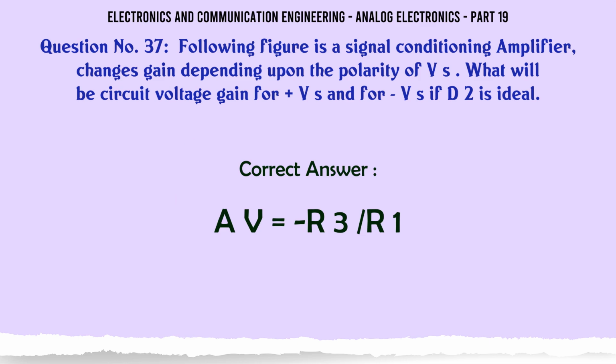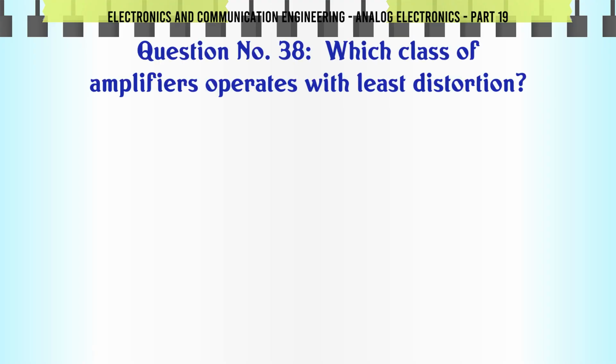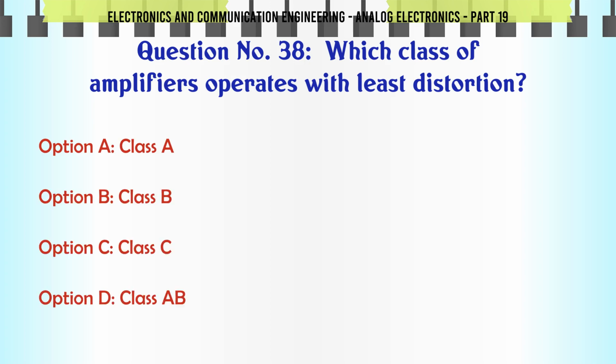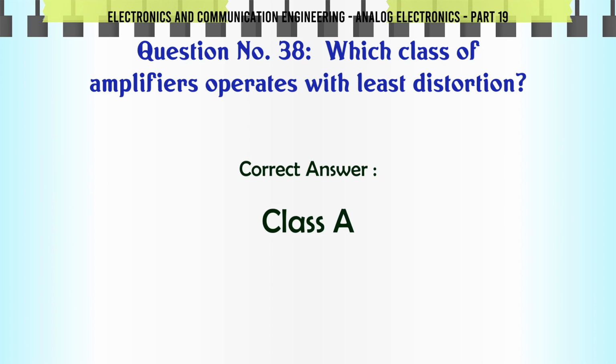Which class of amplifiers operates with least distortion? A. Class A, B. Class B, C. Class C, D. Class AB. The correct answer is Class A.